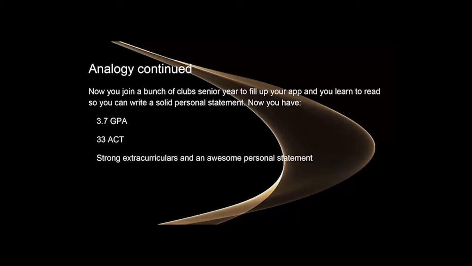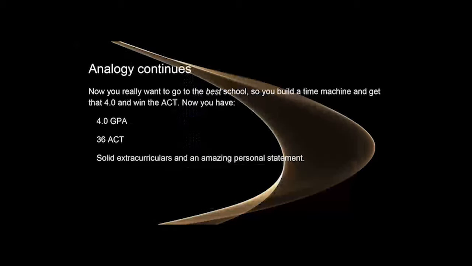So senior year, you join a bunch of clubs, figure admissions isn't going to care. You learn to write a cool personal statement, and you boost that little credential, right? You boosted this one nutrient, and so now you get into Yale. Like, no, I want to get into the best school, right? So you build yourself a time machine, go back, get that 4.0, win the ACT, get that 36, perfect score, and you get into Cornell.